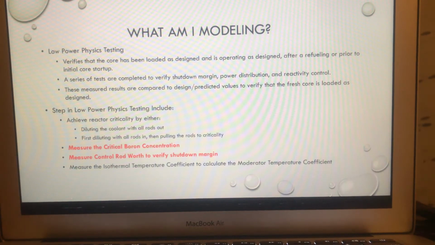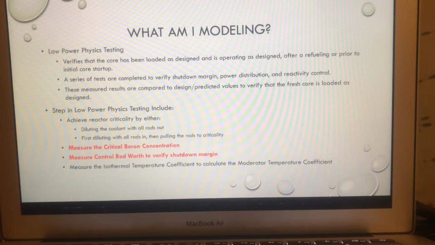And then also there's a few other tests, such as measuring isothermal temperature coefficient, which is then used to calculate the MTC. In my project, all I was doing was finding the critical boron concentration and measuring the control rod worth.